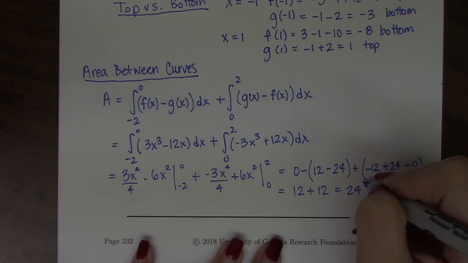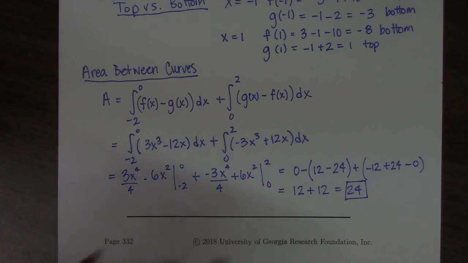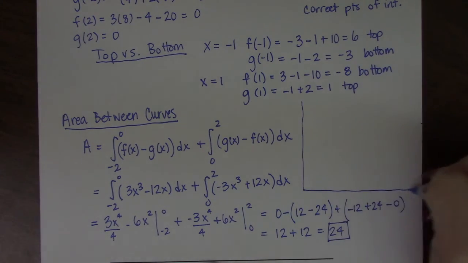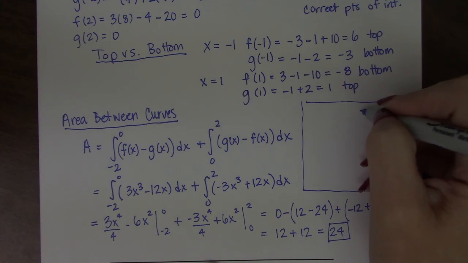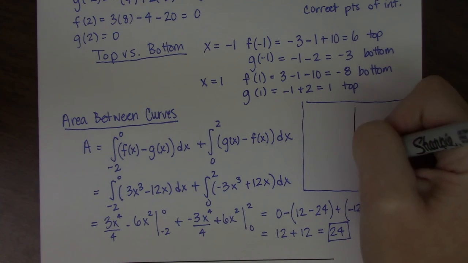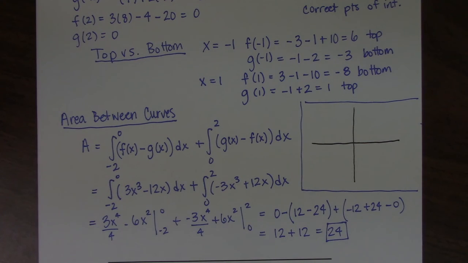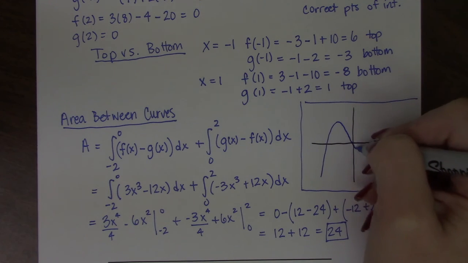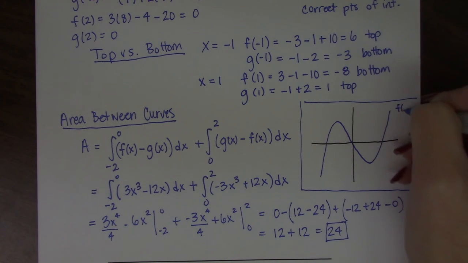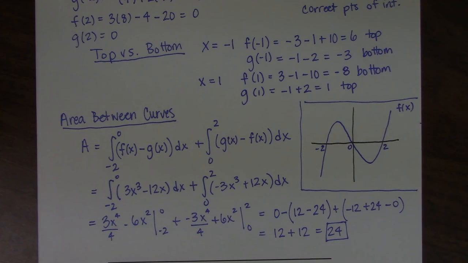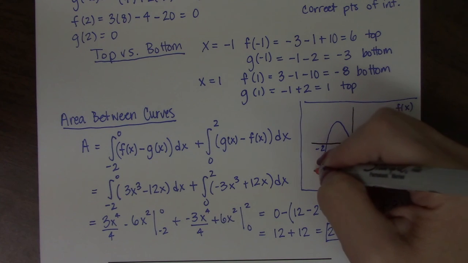And so the total area is 24. If you were to put this in Desmos and graph it, just to confirm what we did, the graph looks like this. So here's our axis. Here's f of x. It intersects at negative 2, 0, and 2. And here's our graph of g of x.